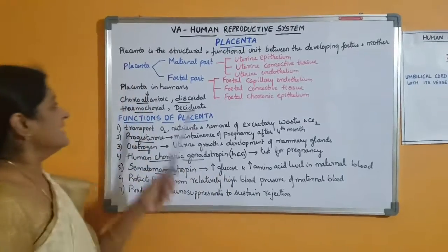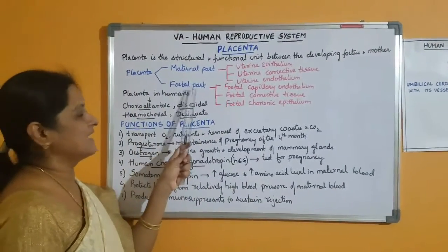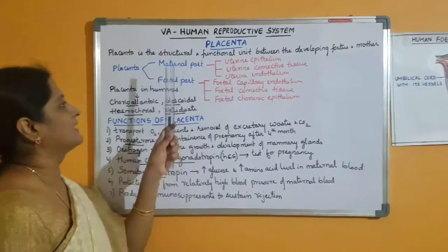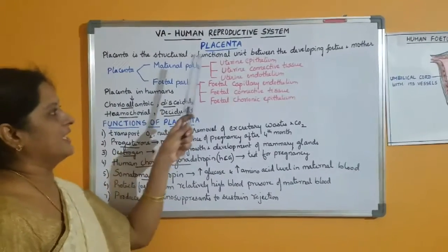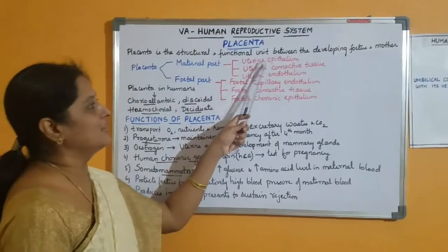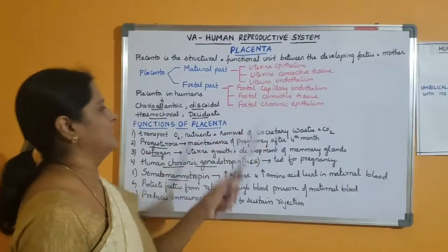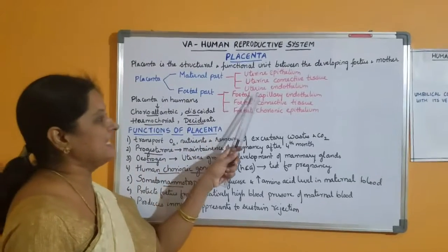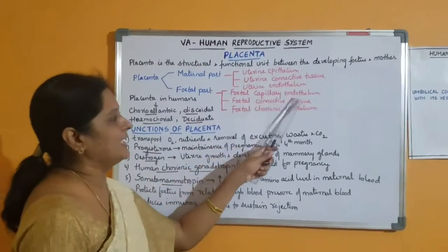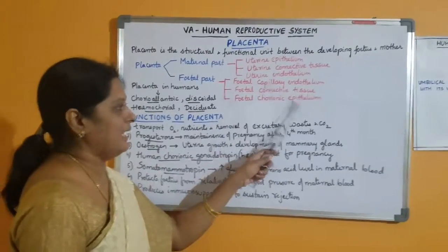The placenta is made up of two components. One is called the maternal part and the second one is called the fetal part. The maternal part is formed from the uterine endometrium, and it has three layers: uterine epithelium, uterine connective tissue and uterine endothelium. The fetal part is derived from the fetal membranes, and it has three layers: fetal capillary endothelium, fetal connective tissue and fetal chorionic epithelium.